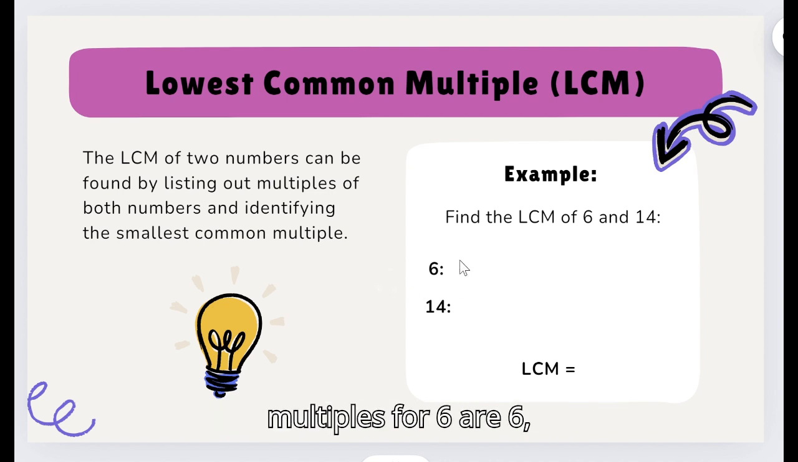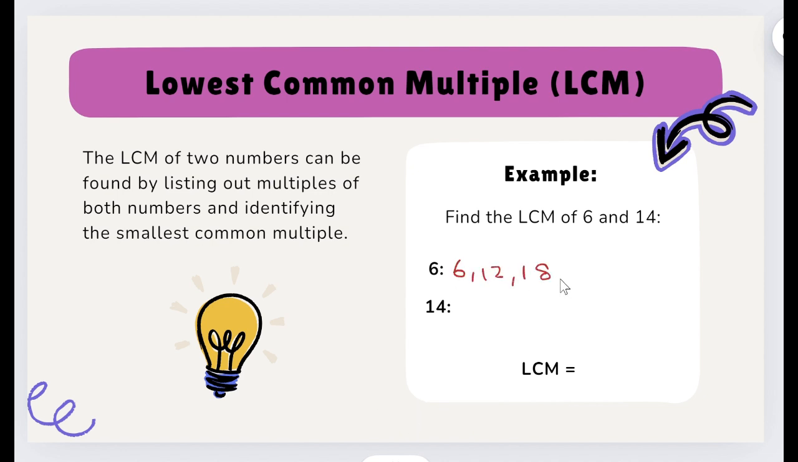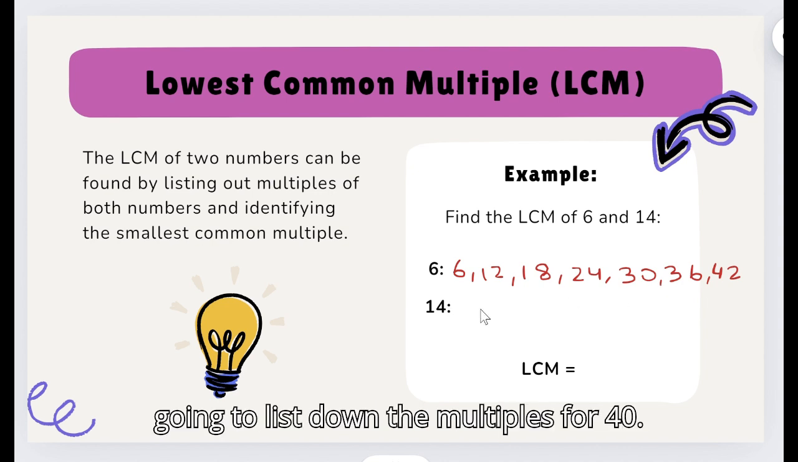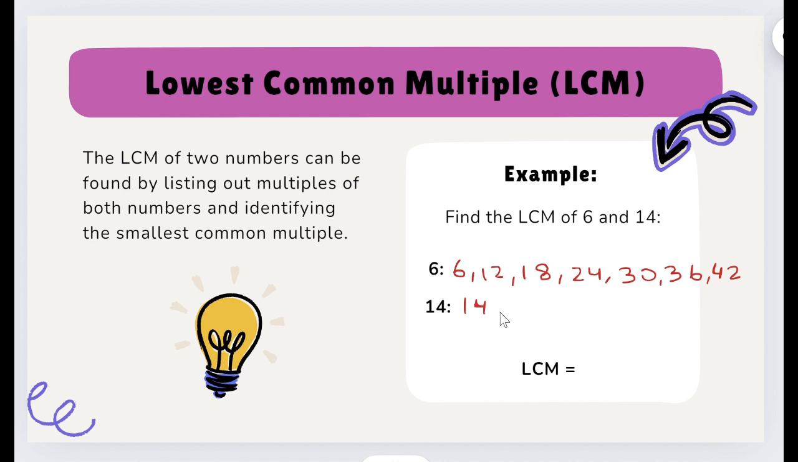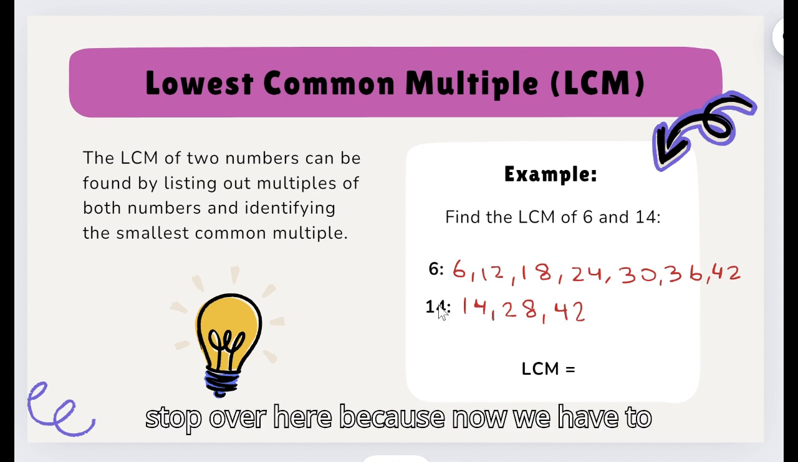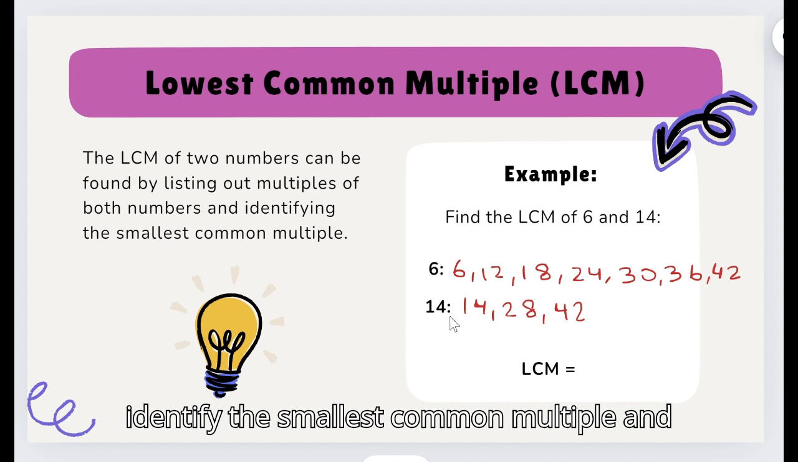So the multiples for 6 are 6, 12, 18, 24, 30, 36, 42. And I'm going to list down the multiples for 14. So 14, 28, 42. Okay, now I'm going to stop over here because now we have to identify the smallest common multiple.